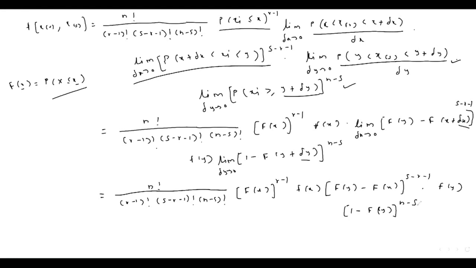Okay, so that is the joint distribution of the r-th and s-th order statistics. So it is n factorial divided by r minus 1 factorial, s minus r minus 1 factorial, n minus s factorial. The next term is the CDF, that is capital F of x raised to power r minus 1, then small f of x, that is the PDF, then again the CDF, that is F of y minus F of x raised to power s minus r minus 1, then again the PDF of y, that is f of y, and we have 1 minus capital F of y raised to power n minus s.